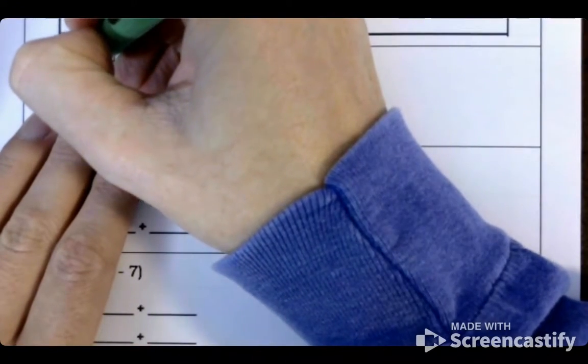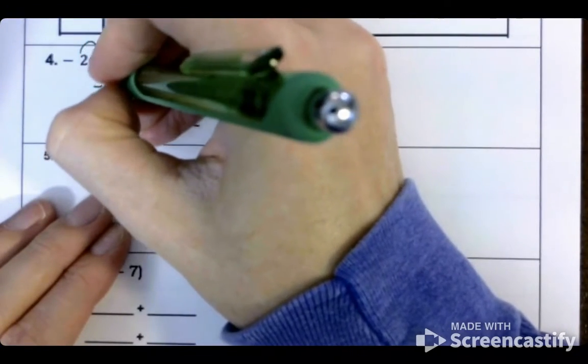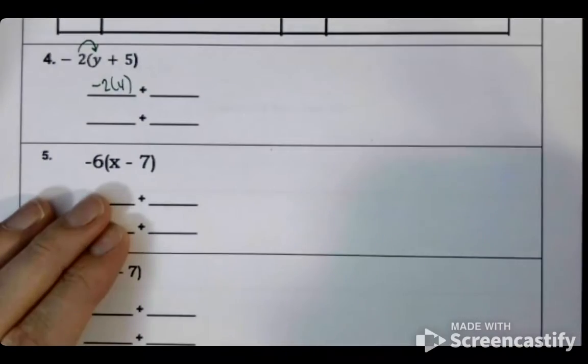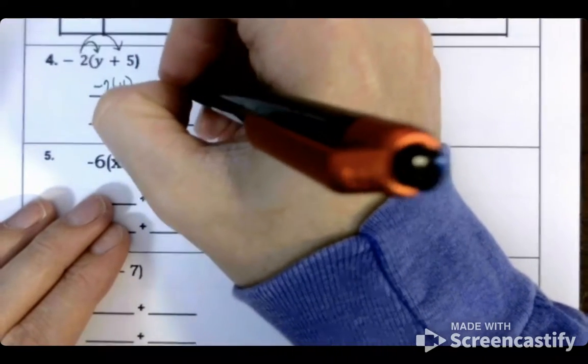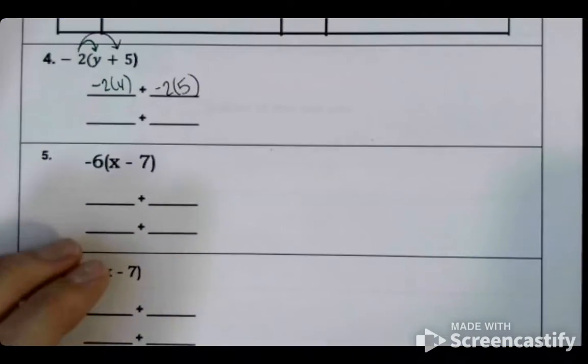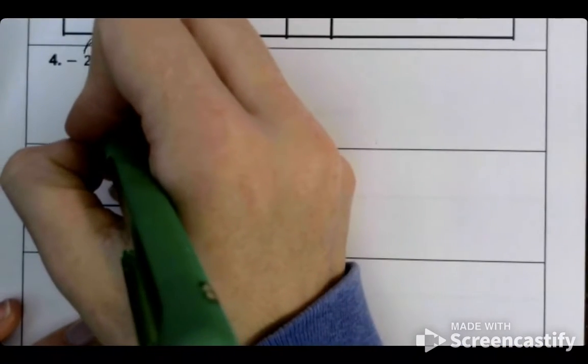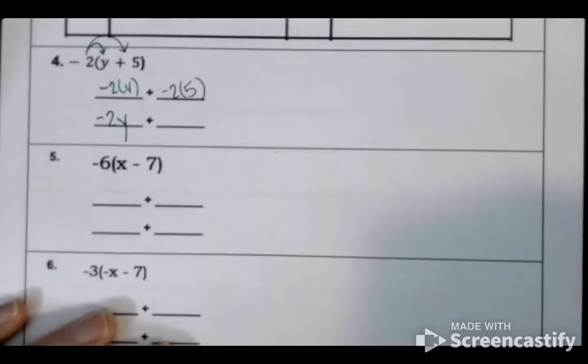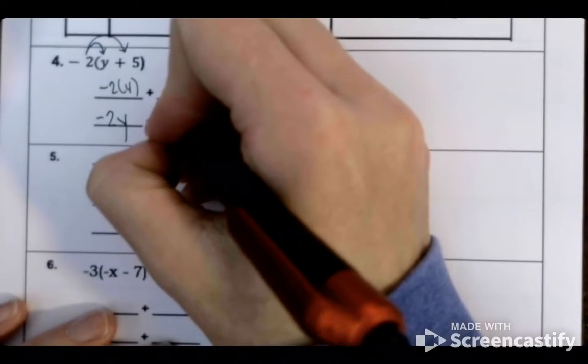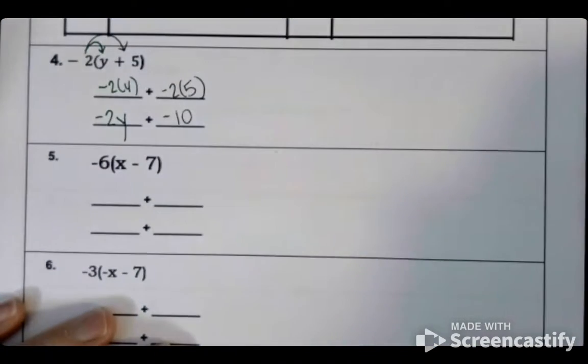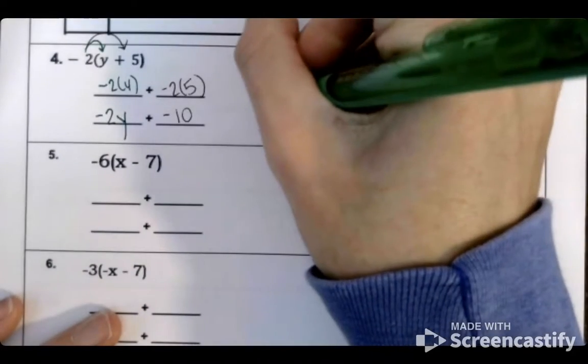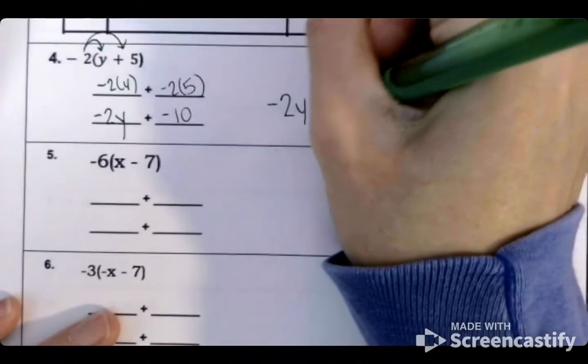So again, look at this one. We have -2 times y, and we have -2 times 5. -2 times y is just -2y. -2 times 5 is -10. So again, as a final answer, we could write -2y minus 10.